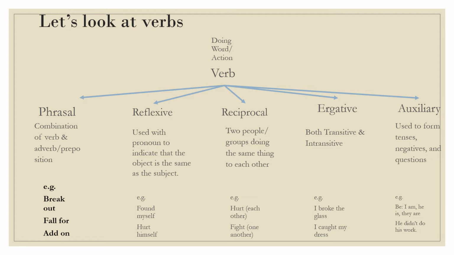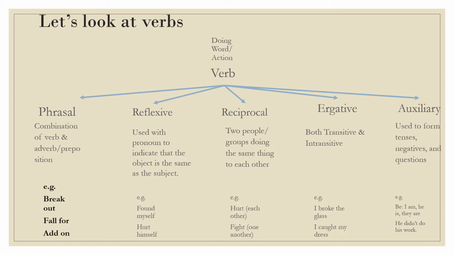Remember that. Reciprocal is when two people or groups are doing the same thing. For example, they hurt each other and they are fighting one another. So they're doing the same thing essentially. Ergative is when a verb is both transitive and intransitive. This one's a little bit more difficult to spot, but as you go along in your courses, as you advance along, you will find this easier to spot.